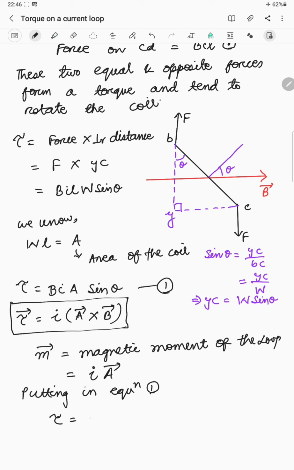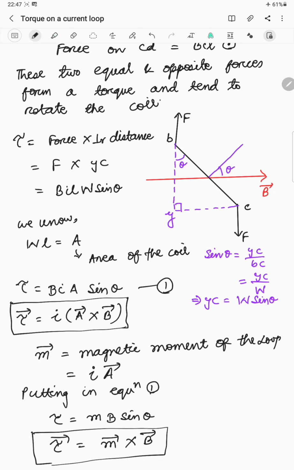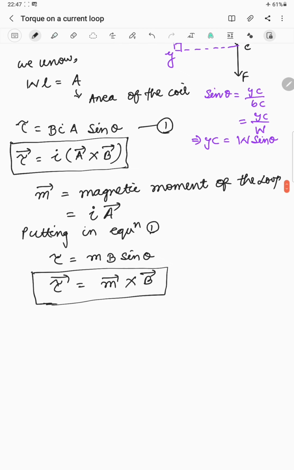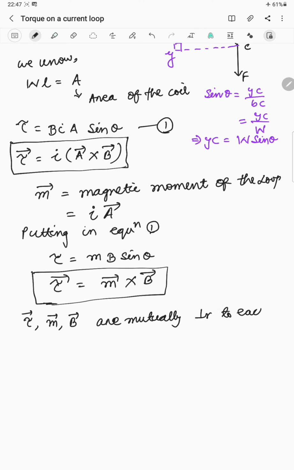Putting this in equation 1, tau will be how much? It will be mB sin theta. If I write it in vectorial form, tau vector will be m cross B. This is basically a cross b giving c vector, which will be mutually perpendicular. So all three vectors will be mutually perpendicular to each other. So we can mention here that torque, magnetic moment and the magnetic field, all three of them are mutually perpendicular to each other.